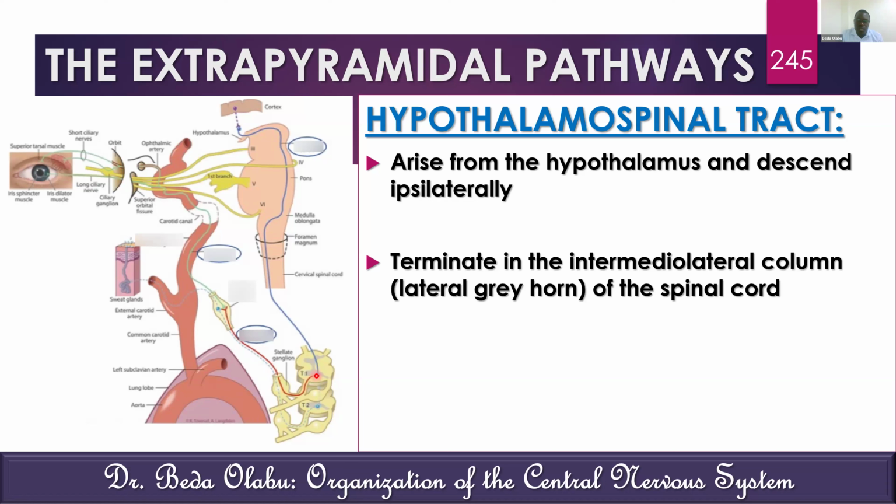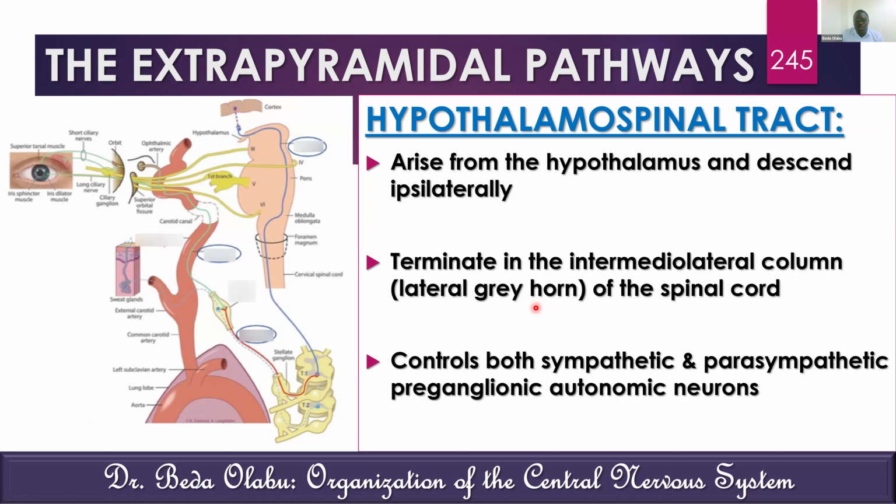Anterior horn is the one which has somatic motor function. And so those tracts we've been mentioning, rubrospinal, reticulospinal, and the like, actually terminate in those anterior horn. However, the hypothalamus-spinal tract terminates in the lateral horn, the one responsible for giving rise to preganglionic autonomic neurons. So this is important in controlling sympathetic and parasympathetic functions.